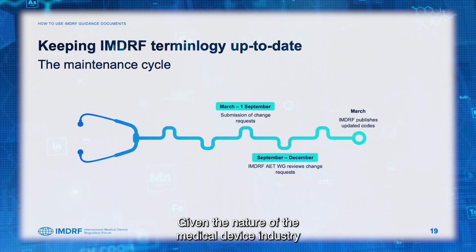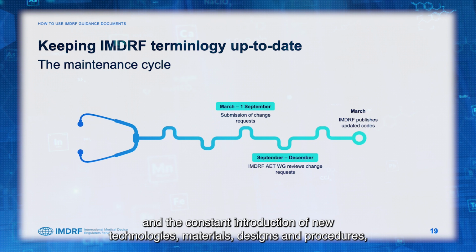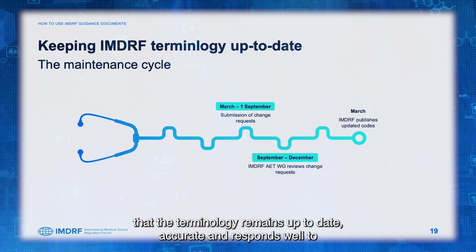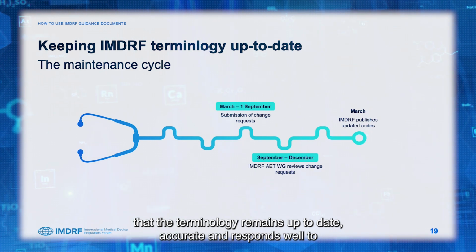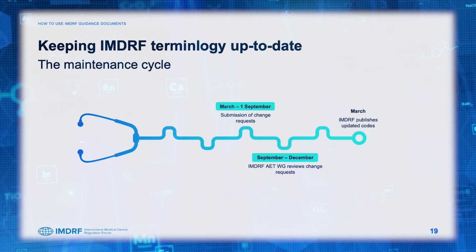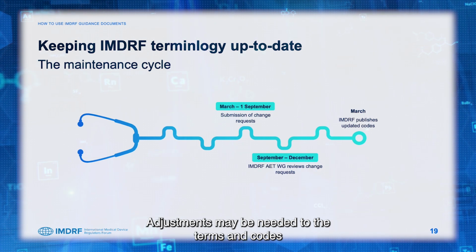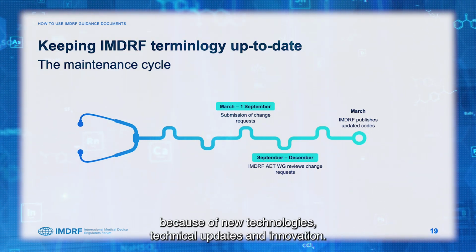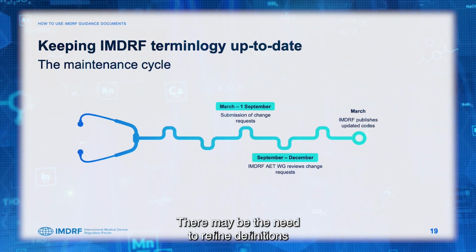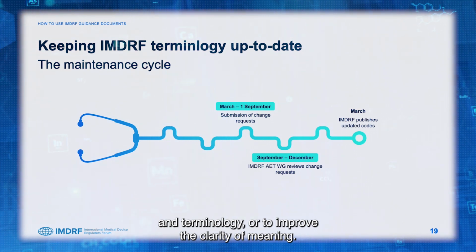Given the nature of the medical device industry and the constant introduction of new technologies, materials, designs, and procedures, it is very important to ensure that the terminology remains up to date, accurate, and responds well to the growing needs of the intended users. This is why annual maintenance is required. Adjustments may be needed to the terms and codes because of new technologies, technical updates, and innovation. There may be the need to refine definitions and terminology or to improve the clarity of meaning.